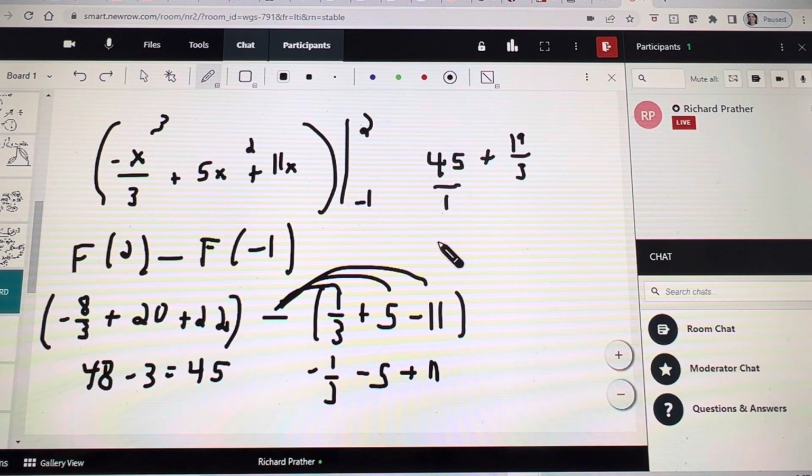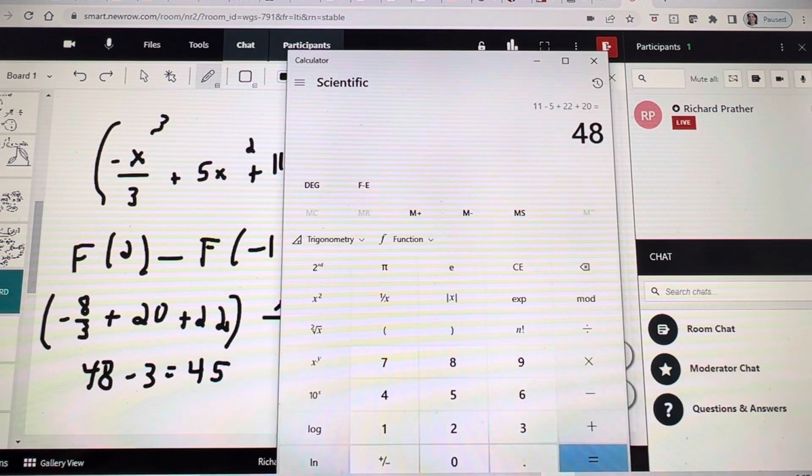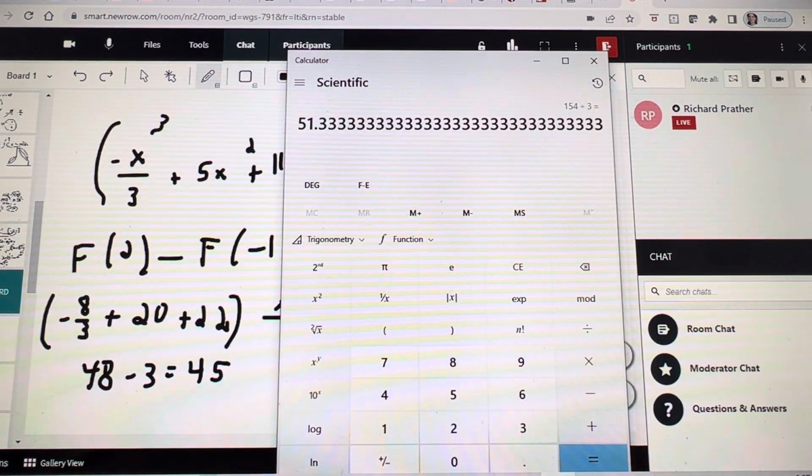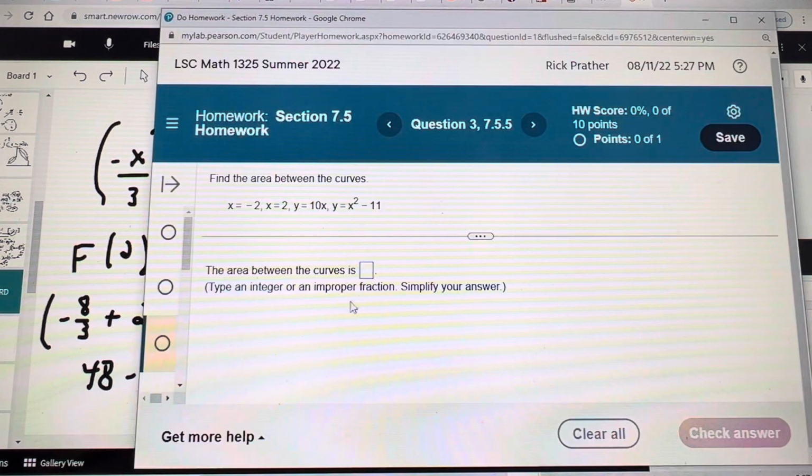Which means you need this over 1 times 3 times 3. 135 over 3 plus 19 over 3, 154 over 3, and that does not divide by 3. But it's about 51.3 total area, but we're going to leave it as an exact answer, 154 over 3.